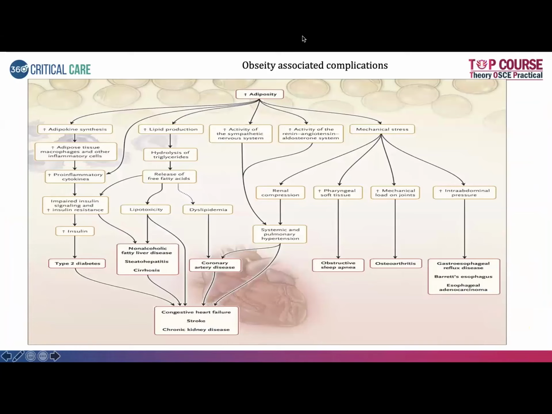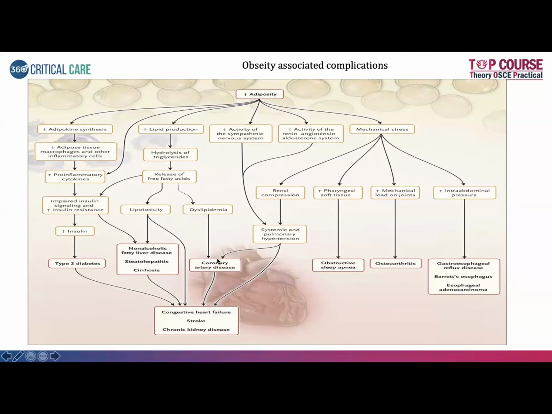So what are the obesity associated complications? Because of increased adiposity, there is increased adipokine synthesis, more macrophages, an inflammatory process that goes on, more cytokines, insulin resistance, and type 2 diabetes. And due to increased lipid production, hydrolysis of triglycerides, increased release of free fatty acids, lipotoxicity, and dyslipidemia, resulting in non-alcoholic fatty liver, steatohepatitis, and cirrhosis.